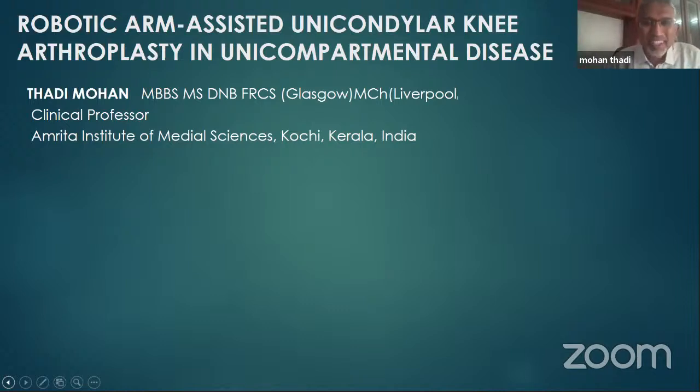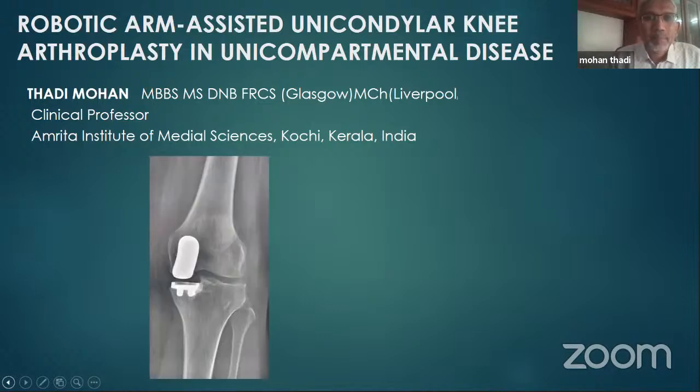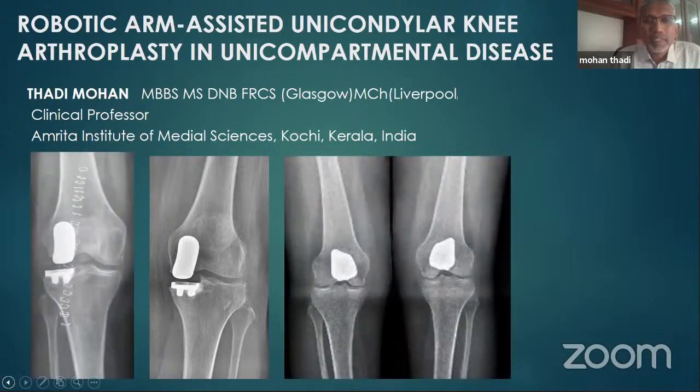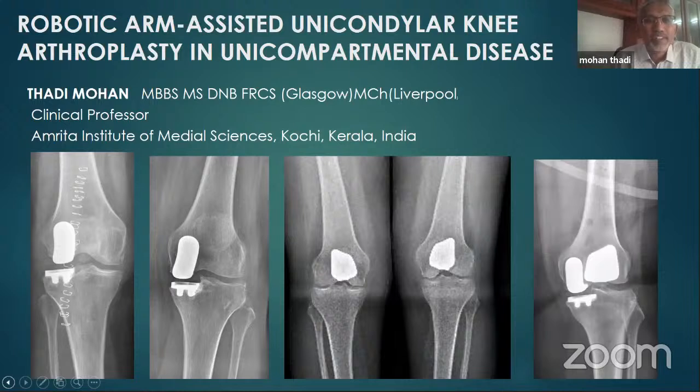Unfortunately, I don't have a map. I wish I had got a map for you. But my experience I will share is about mostly robotic arm-assisted unicondylar knee arthroplasty in unicompartmental disease. So as you all know from the previous talk, unicompartmental disease can be not just a medial compartment, but the lateral compartment, patellofemoral compartment, and also you can have bicompartmental.